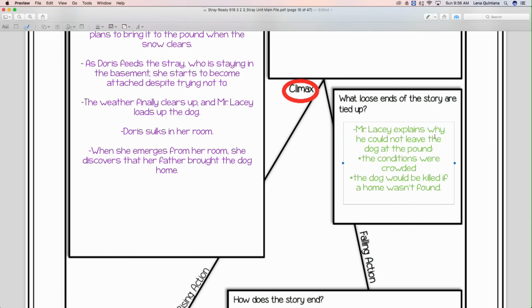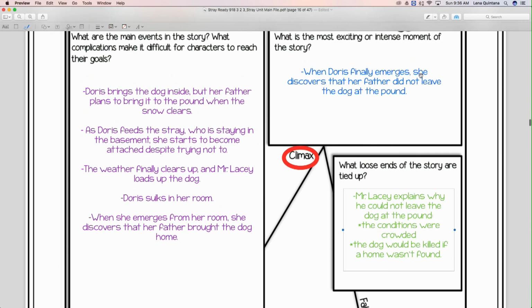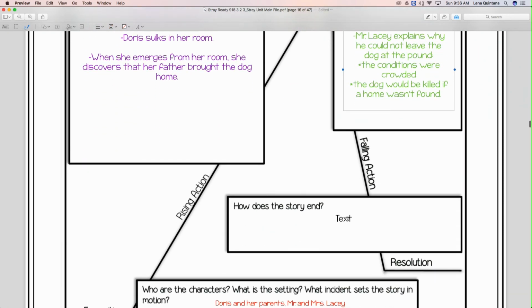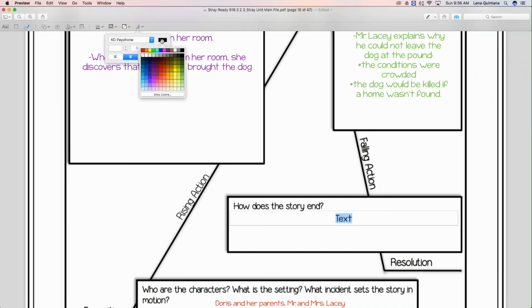So these are our loose ends. This is the falling action. So after here, when we see that, oh my gosh, the dog is home, here's why. That's our falling action. And then the story ending here, let's choose a color. How about orange? Kind of a red orange. Maybe we'll go more orange. Okay, how does the story end?